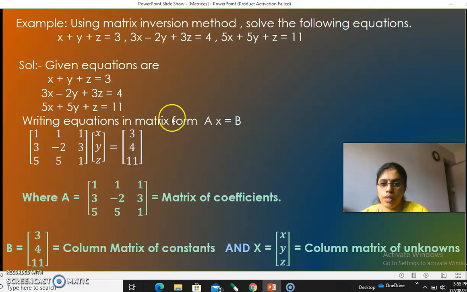Okay, so they both have actually the same meaning. This is just another way of writing those equations in matrix form. Because we have to solve those equations by the matrix method, we have to write them into matrix form. So this is that form.